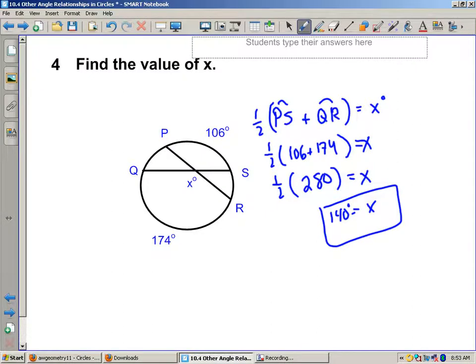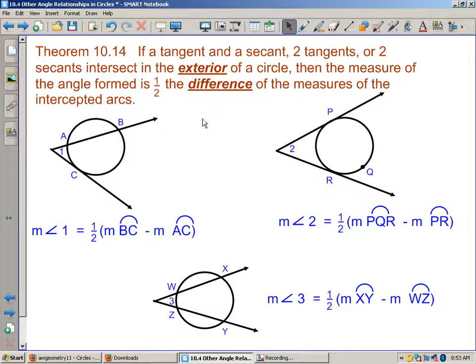So then, if we have a tangent and a secant, two tangents or two secants, basically we have the angle outside the circle. It doesn't matter which of these, because if you look, all the properties are basically the same. You basically take the intercepted arcs, the big one minus the small one, and then cut it in half, and that'll get you the measure of the angle. And that's the way all of these work.